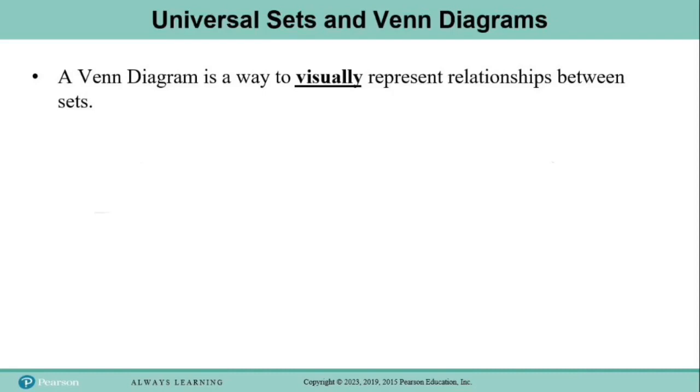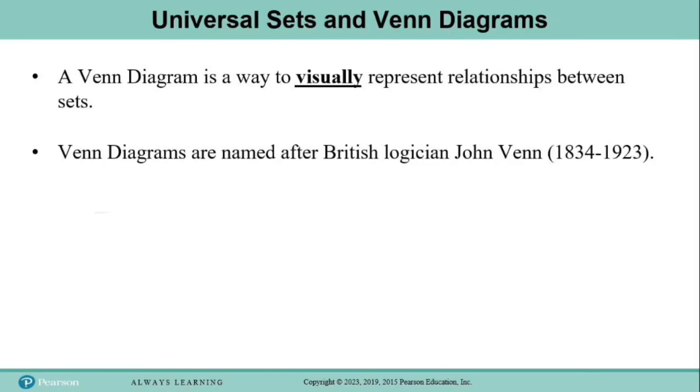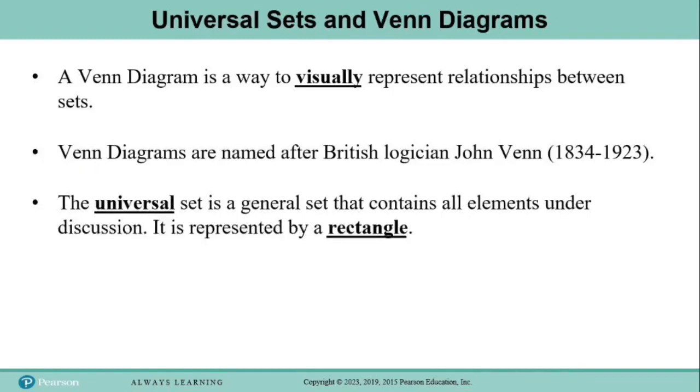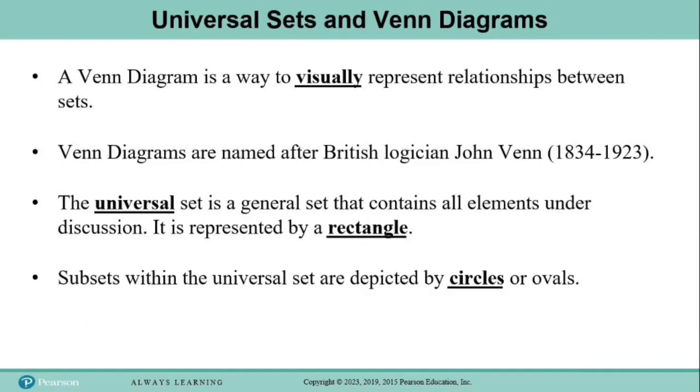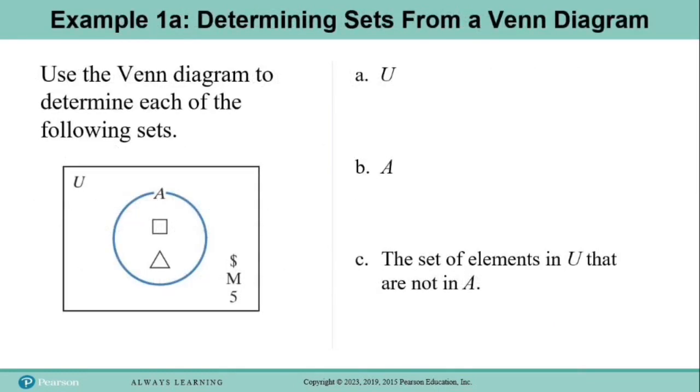So first of all, a Venn diagram is just a way to visually represent relationships between sets, because y'all know a picture is always worth 1,000 words. Venn diagrams are named after British logician John Venn, so in case you're wondering, the word Venn is somebody's actual name. So what do we mean by the universal set? Well, the universal set is a general set that contains all the elements under discussion, and it's always represented on the diagram by a rectangle. Subsets within the universal set are depicted by circles or ovals. So let's look at a couple of examples together.